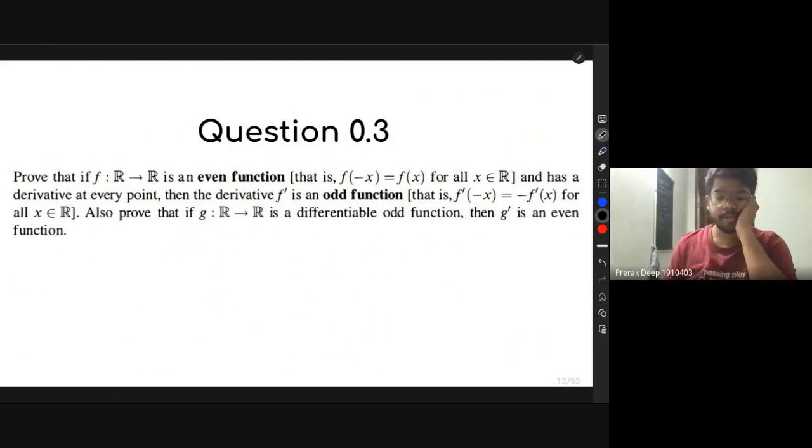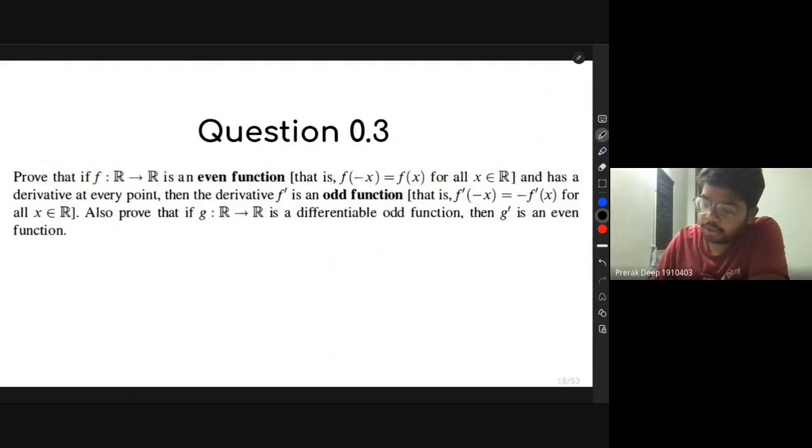So in this question, you need to prove that if you start with an even function and you calculate its derivative at any point, then its derivative turns out to be an odd function. Similarly, if you start with a differentiable odd function, its derivative turns out to be an even function. So let us see why that is the case.